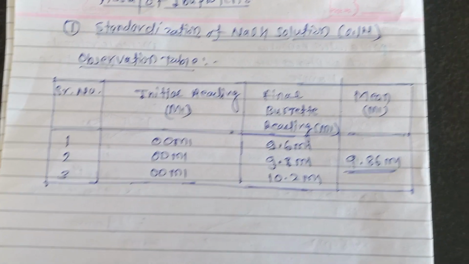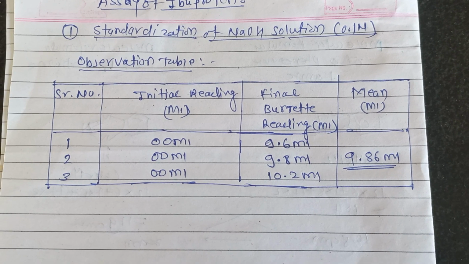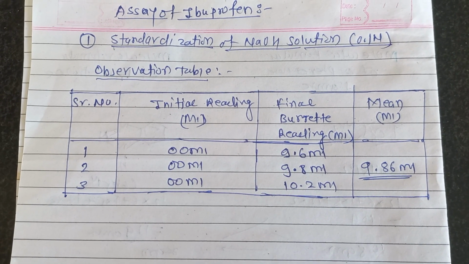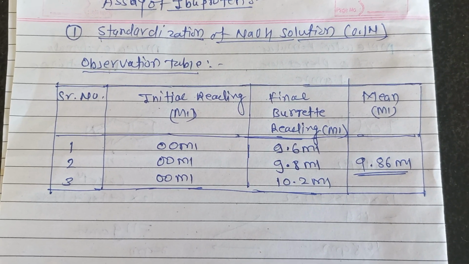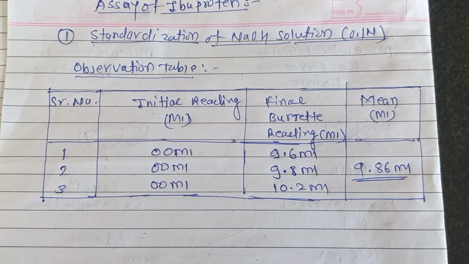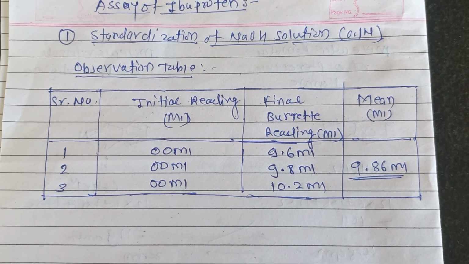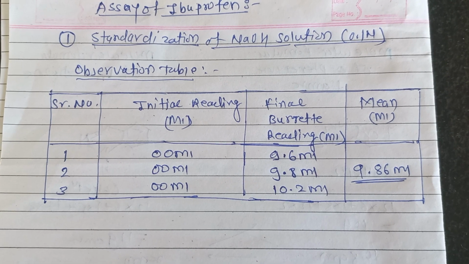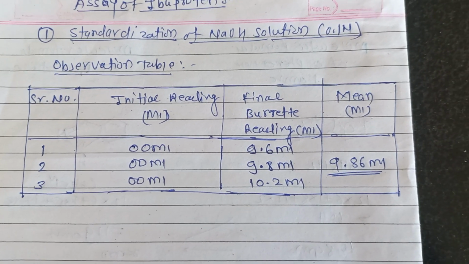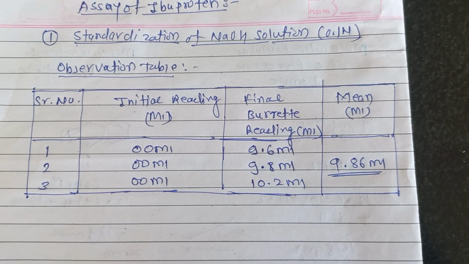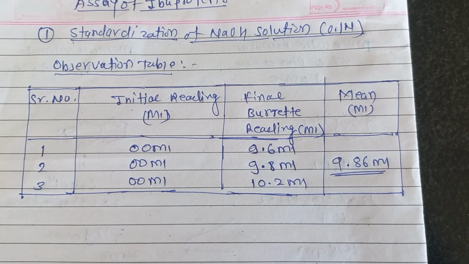And after that, the mean. So the first reading is 9.6 ml. The second reading I have taken is 9.8 ml, and the third reading was found to be 10.2 ml. Also I have calculated the mean of these three readings. It is found to be 9.86 ml.